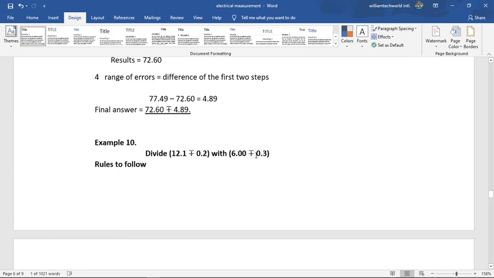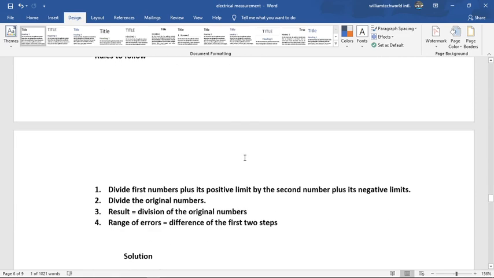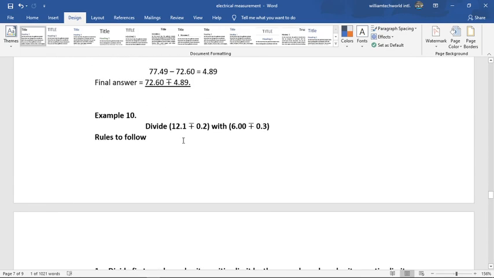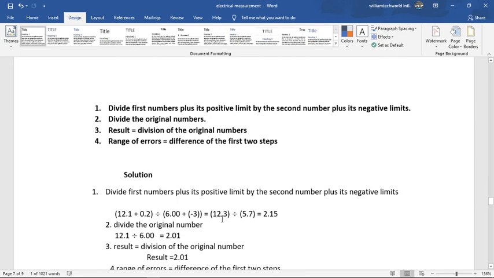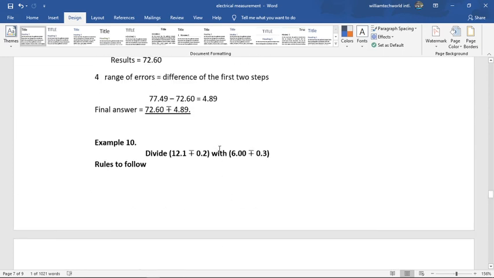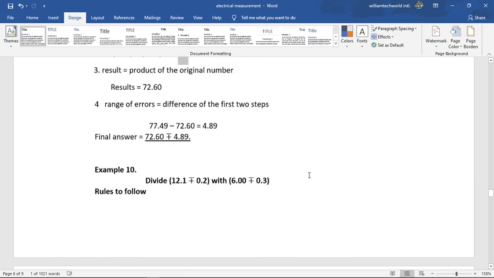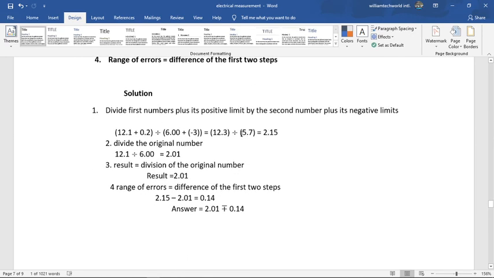Plus times minus will be minus, that will be minus 0.3. So following the rules, 12.1 plus 0.2 is 12.3, divided by the second number plus its negative limit. So you can simply say 6.0 minus 0.3, we got 5.7. So we're going to divide 12.3 by 5.7, and we're going to get 2.15.